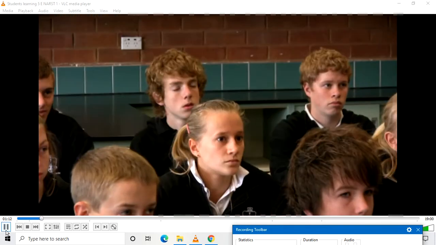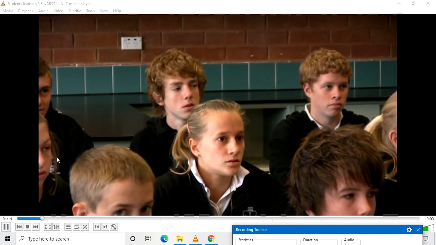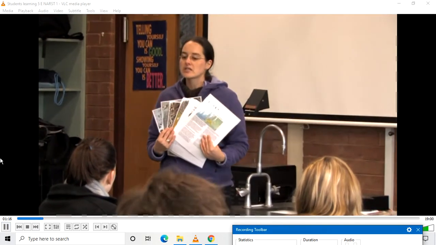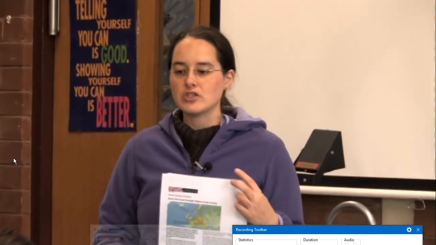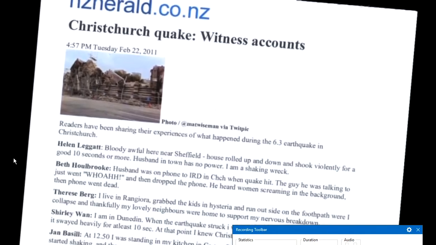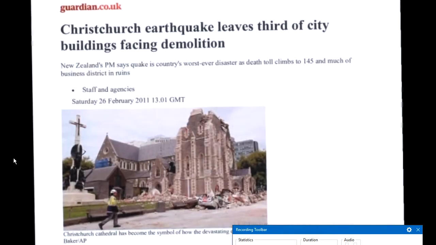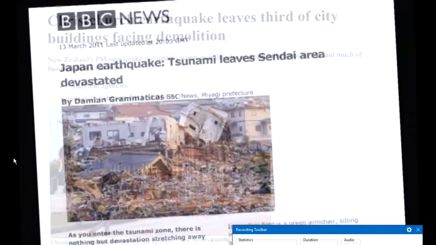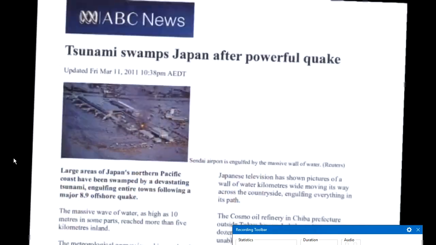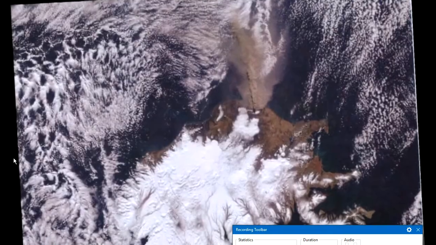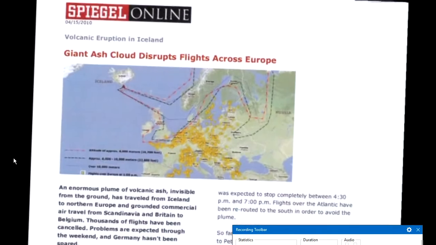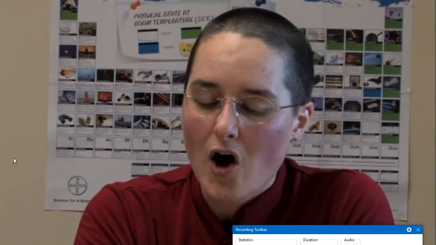Around the benches I've got a whole bunch of articles and pictures from some of the recent extreme geological events. What I hoped to do was to use some of the recent media about geological events to help them actually think about why it's good to know about plate tectonics. There was a big volcano in Iceland and all flights across Europe had to be cancelled. Hoping to get them to see that yes, it is relevant and it is important to know these things.